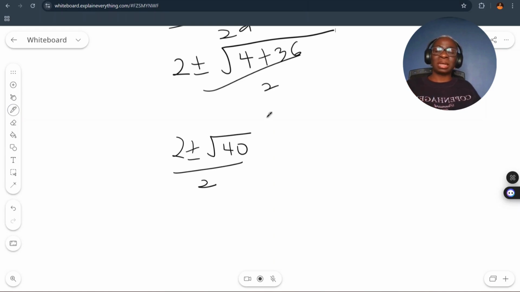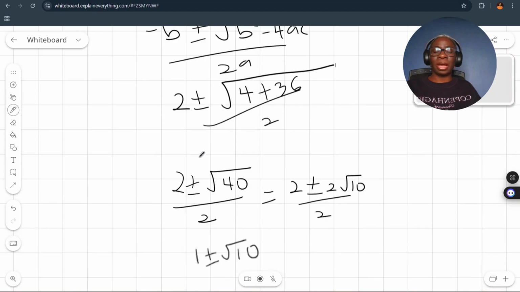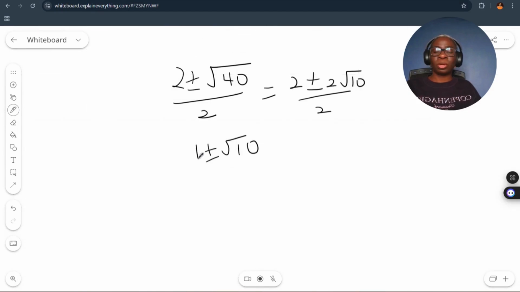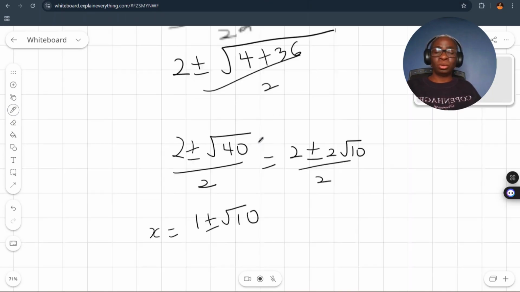So if you look at this now, we can also simplify this root, so that we have 2 plus or minus, this will be 4 times 10. So the square root of 4 is 2. So this would give 2 root 10 over 2, and 2 can cancel out here, so that we have 1 plus or minus root 10. So from this equation now, x equals 1 plus or minus root 10.